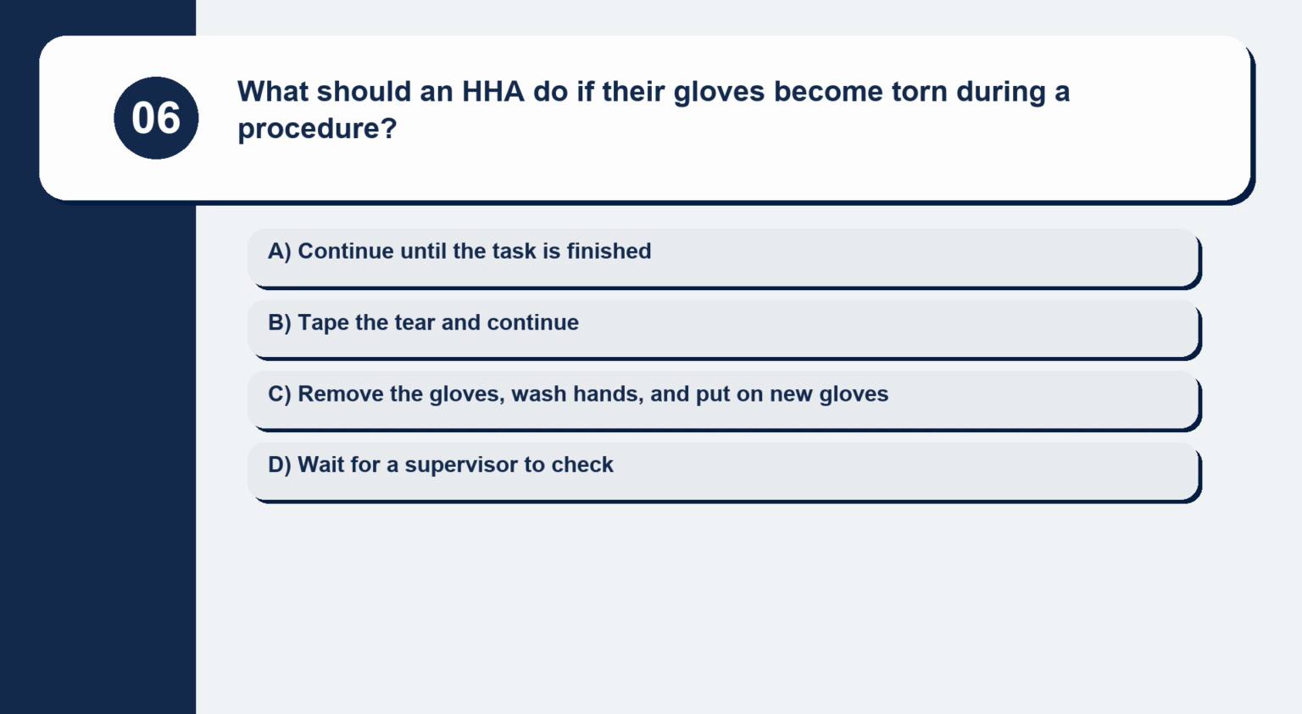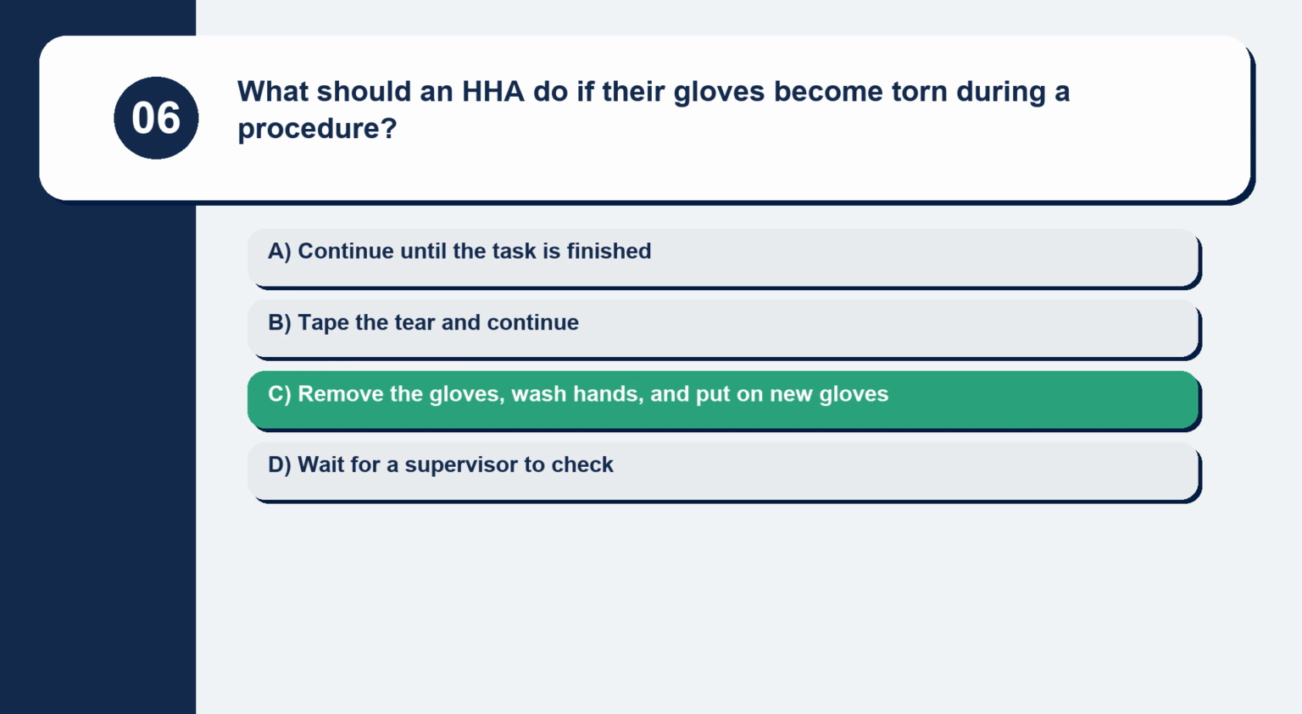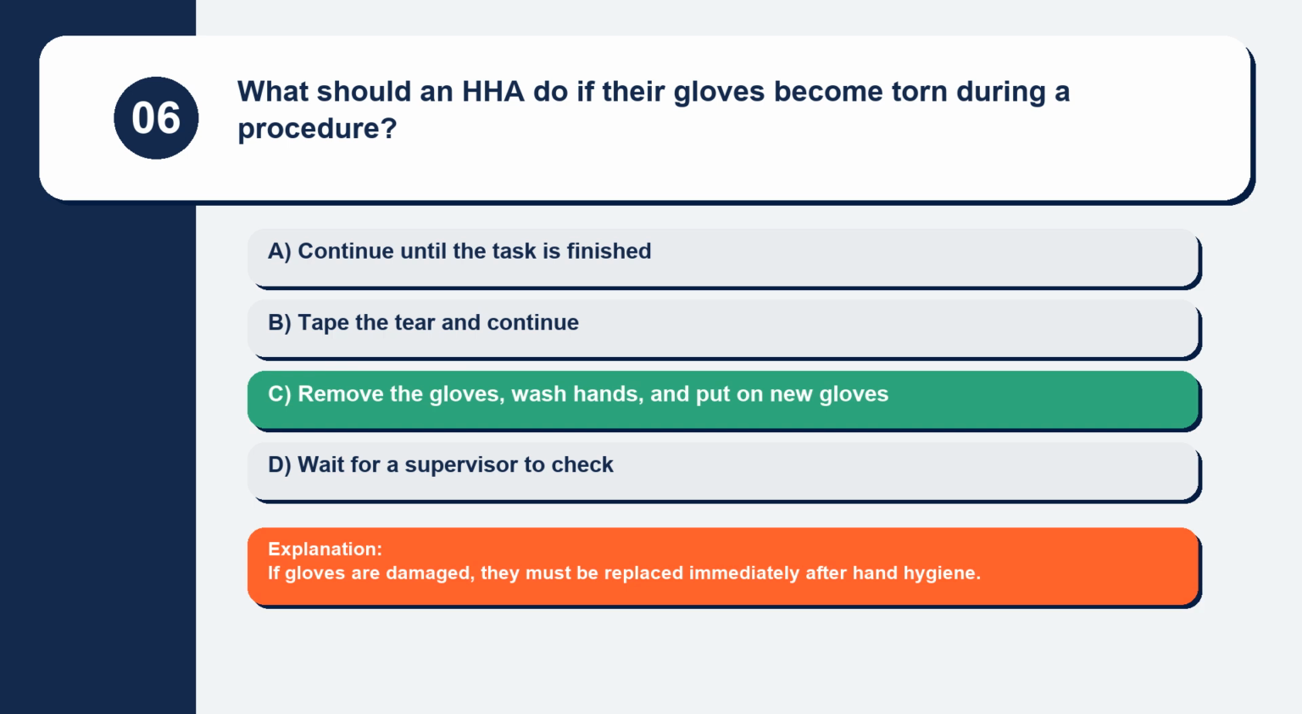Question 6. What should an HHA do if their gloves become torn during a procedure? Continue until the task is finished. Tape the tear and continue. Remove the gloves, wash hands, and put on new gloves. Wait for a supervisor to check. If gloves are damaged, they must be replaced immediately after hand hygiene.